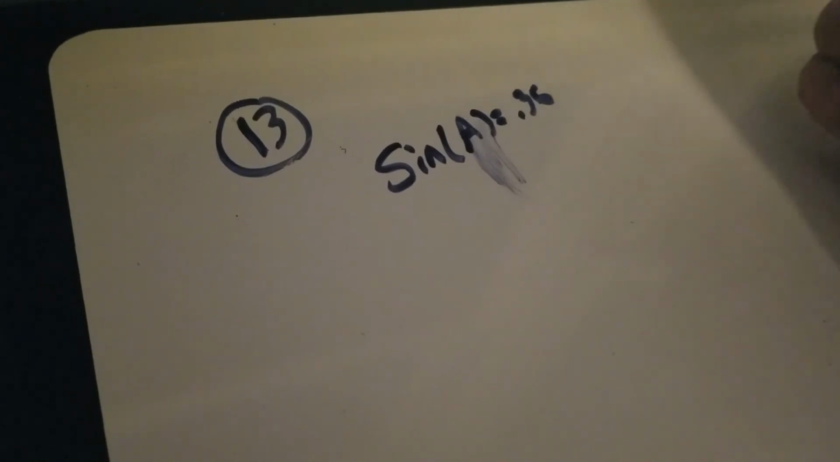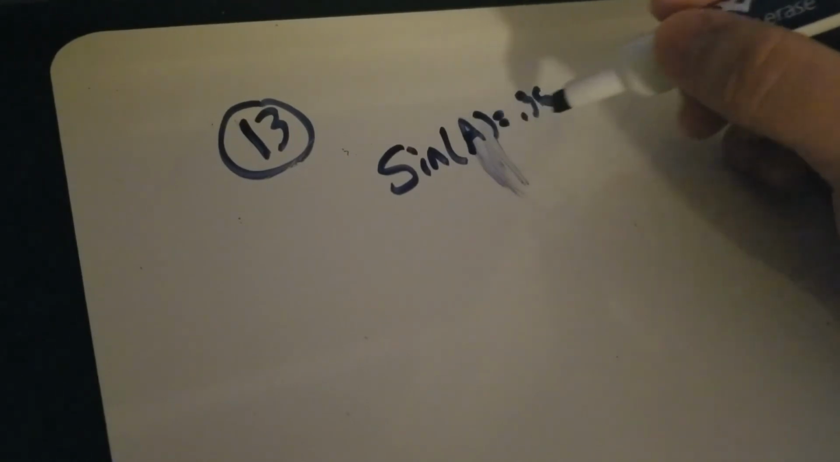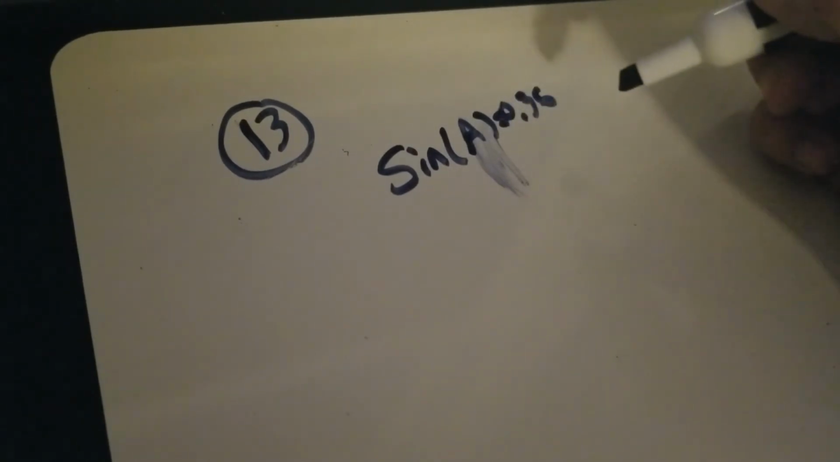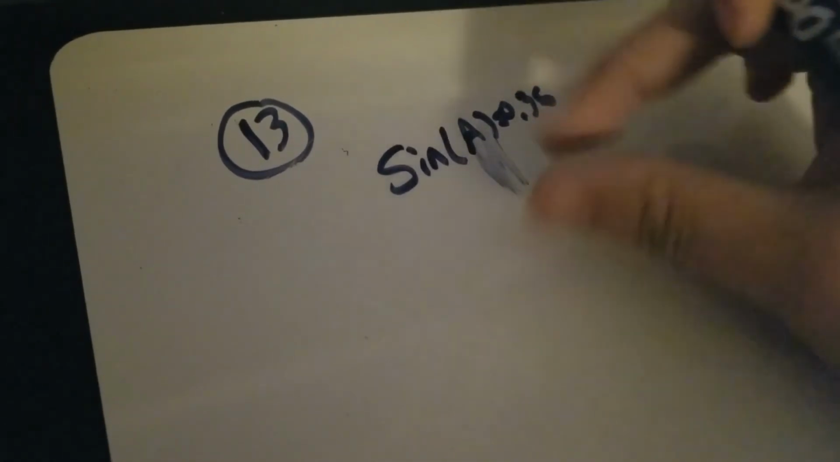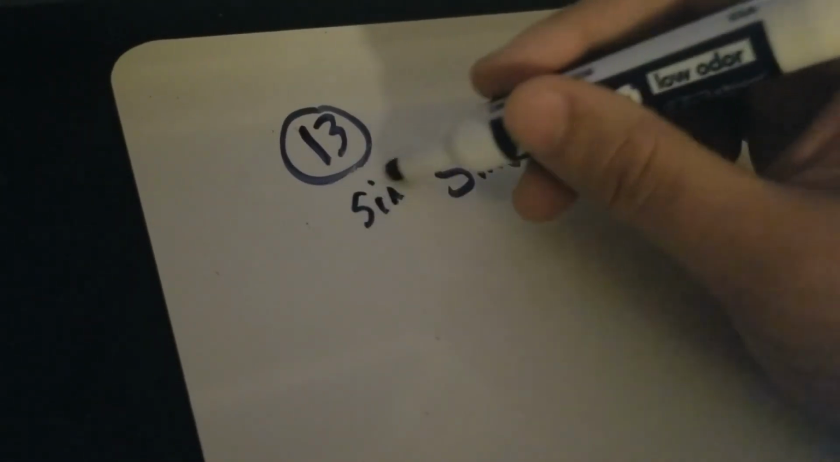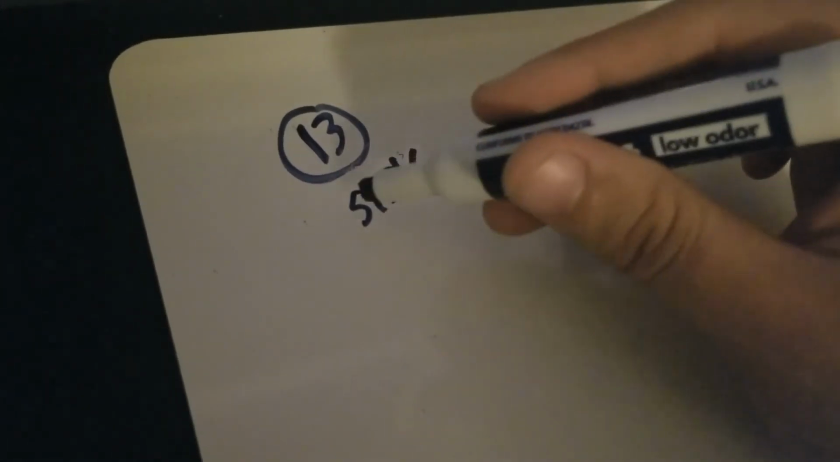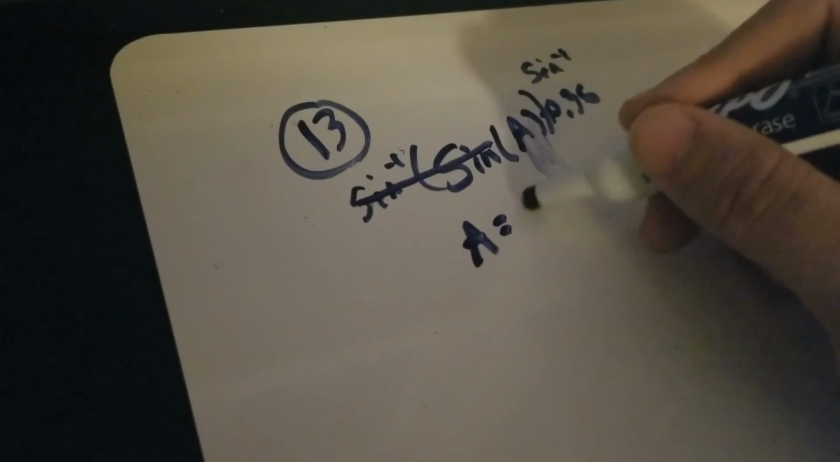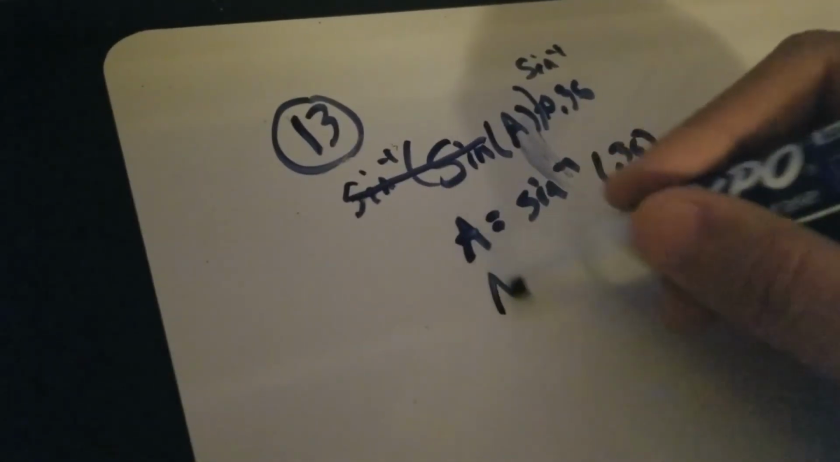Okay, number 13 is definitely easier than it looks. You have sine of angle A equaling 0.36. So sine of A, they're connected, so I need to disconnect A and sine. And the only way I can rip a sine off a variable like that is by doing sine -1, or inverse sine. If I do it to one side, I've got to do it to the other. And I'm going to cross those signs out. So now I'm left with A equals sine -1, 0.36.